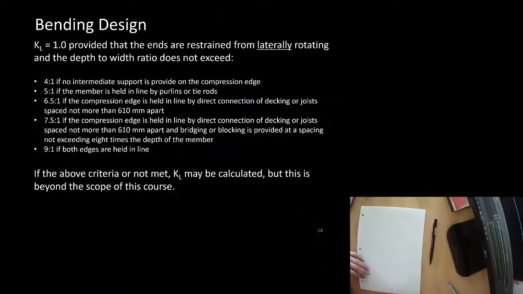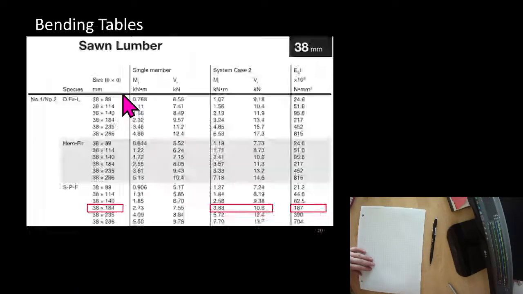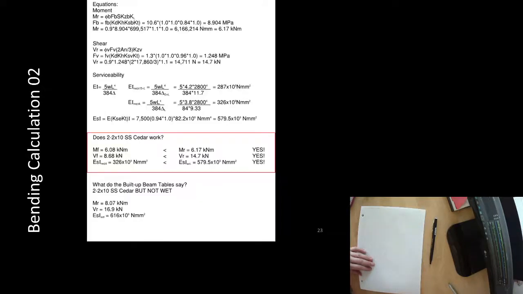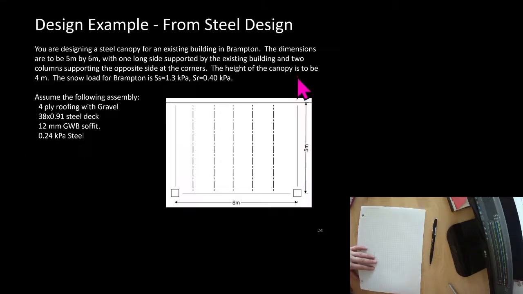So that was two of our three examples. Let's come along and look at, so you can see all of that is worked out right here. Let's take a look at that design example that we have been working on for the past few weeks.